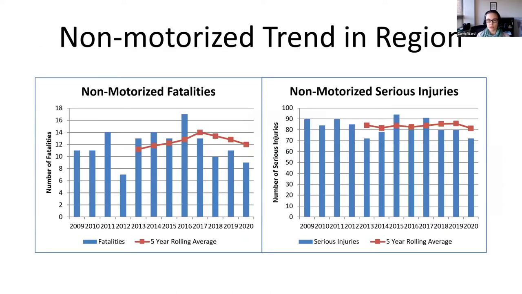So these are non-motorized, so it's pedestrian and bicyclist crashes, the trend in the capital region through 2020, which are numbers that we just approved here with our safety performance measures at our table. So you can see that the number of fatalities and serious injuries for pedestrians and cyclists did go down in 2020, although I will note that there were fewer cars driving on the road at that time as well. Next slide.